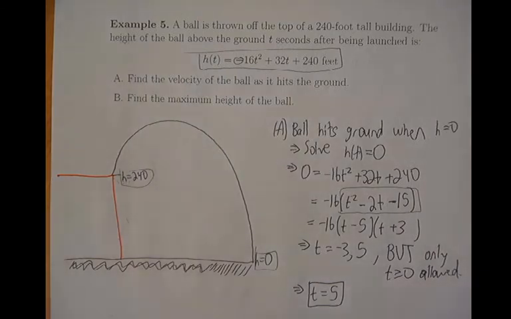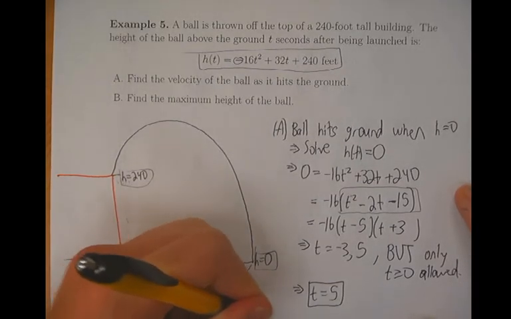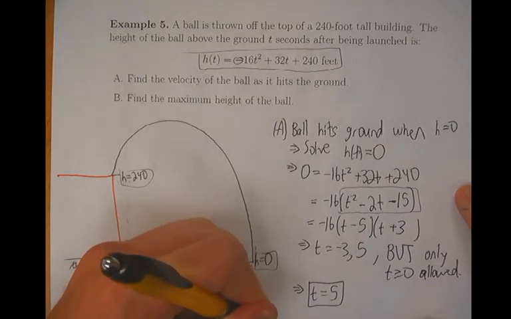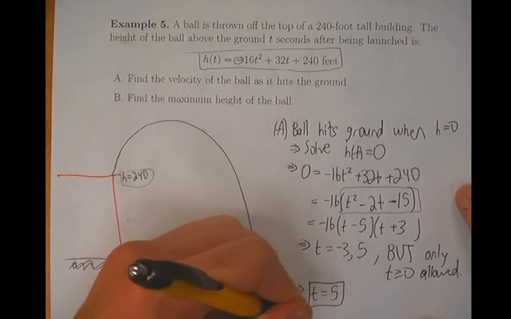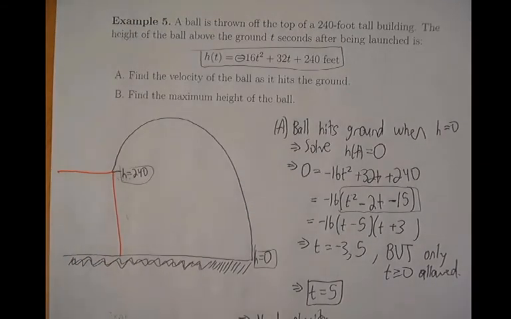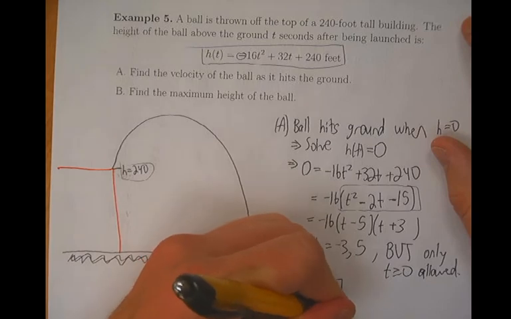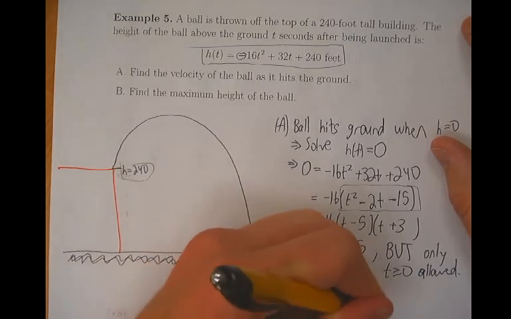So that'll give us the time when the ball hits the ground, but now we need to find the corresponding velocity. Since we need velocity, remember from example 1, if we need to find the velocity, it seems like we need to take our height function and then do what with it? Find the derivative, right?